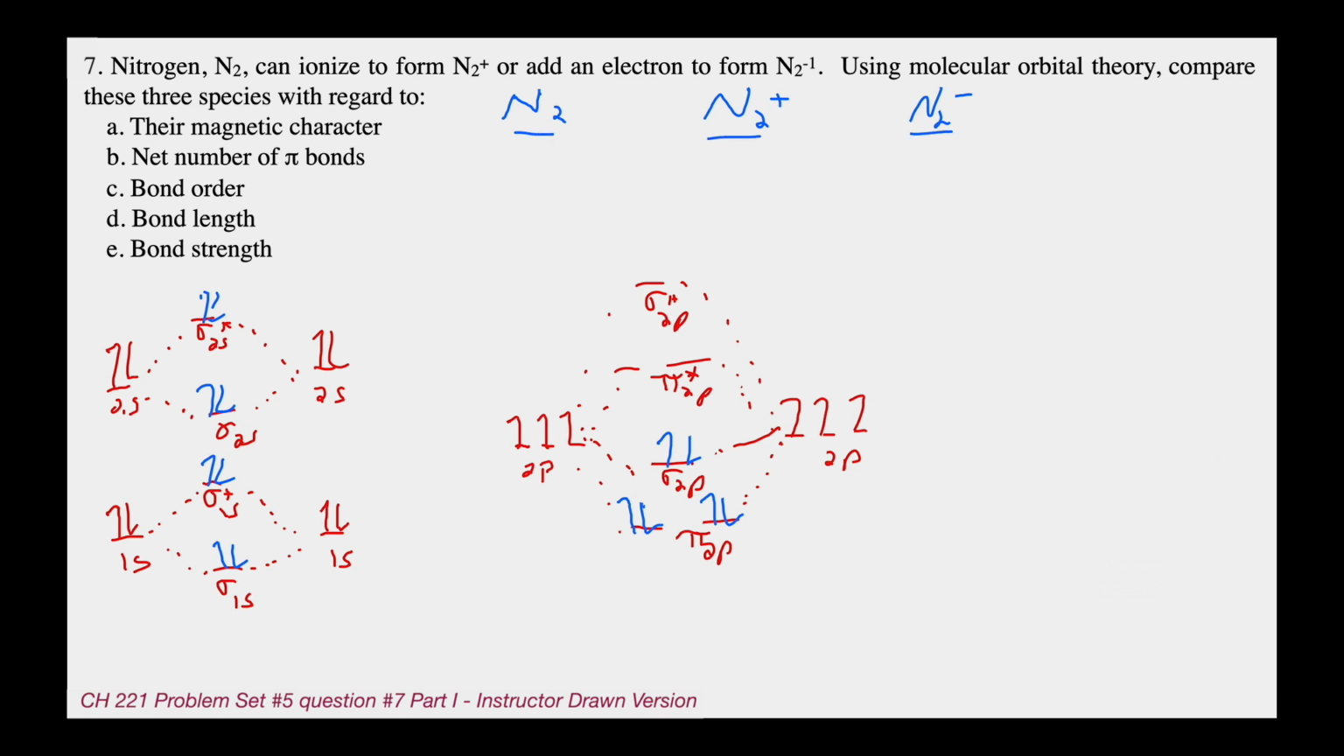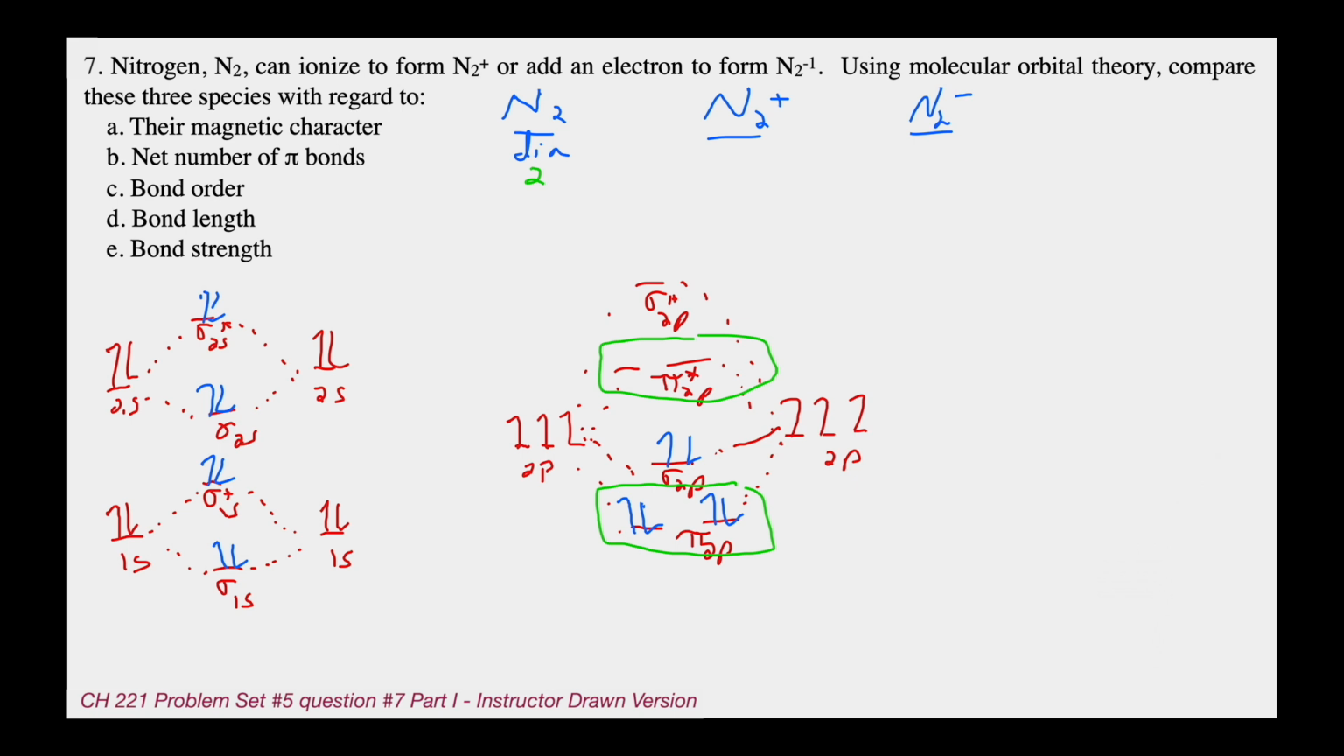So magnetism, N2 is diamagnetic because every up electron has a down. Number of pi bonds, well, let me use a different color for pi. Pi is going to take the pi bonding and the pi star anti-bonding. And pi bonds, 1/2 parentheses bonding minus anti-bonding, 1/2 parentheses 4 minus 0. N2 is going to have 2 pi bonds.